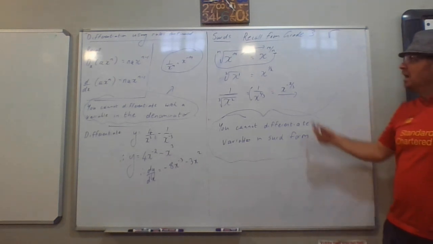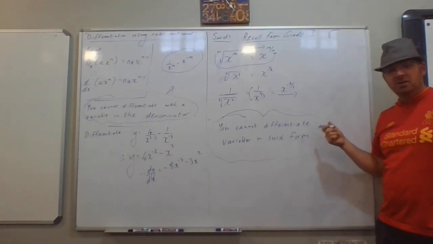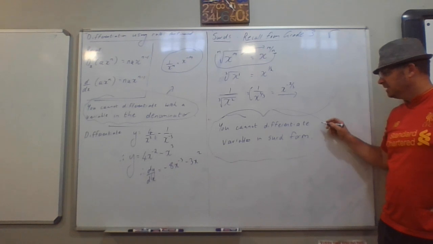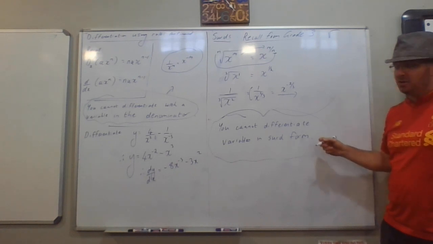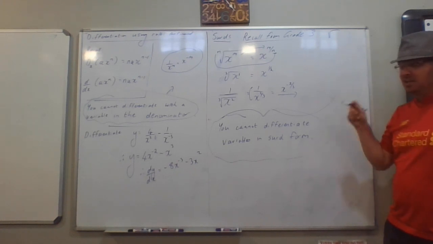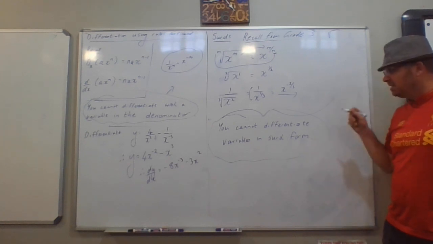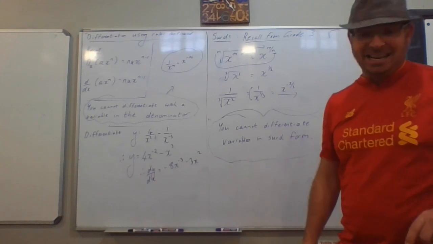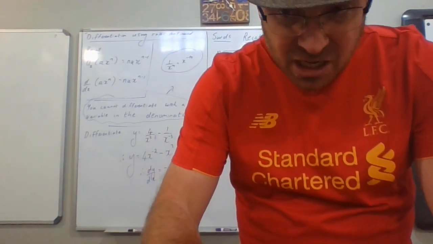And why are we doing this? Well, not for fun, because the reason is you cannot differentiate if you have variables in surd form. So you're always going to have to get rid of two things. You're going to have to get rid of variables in the denominator, and you're going to have to get rid of surds, and then we can go ahead and differentiate.